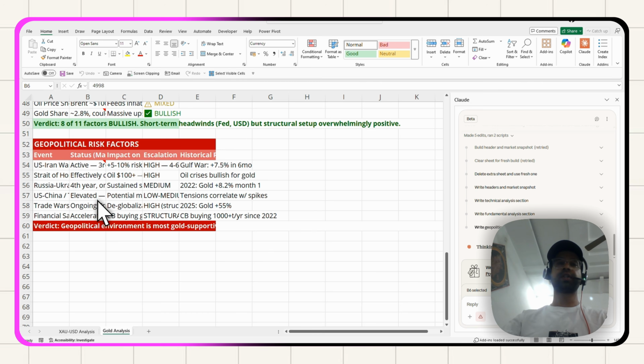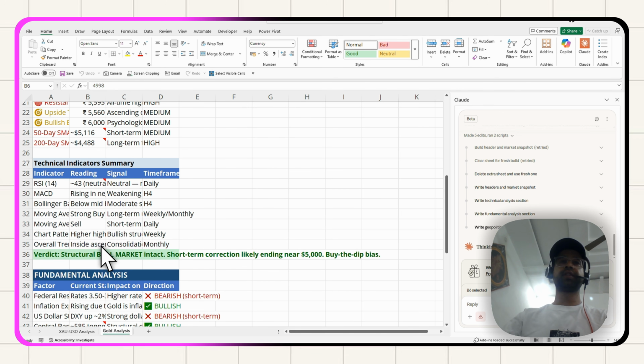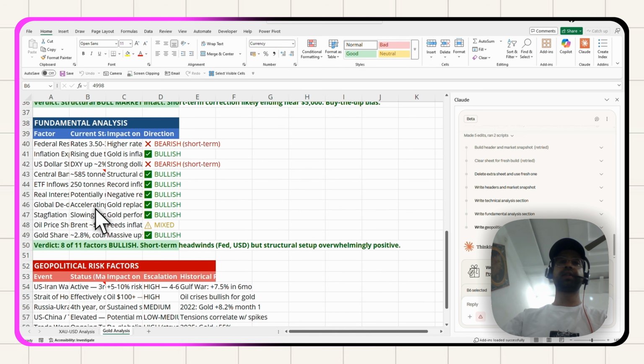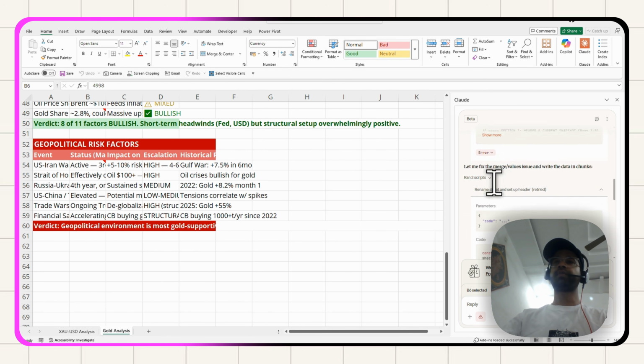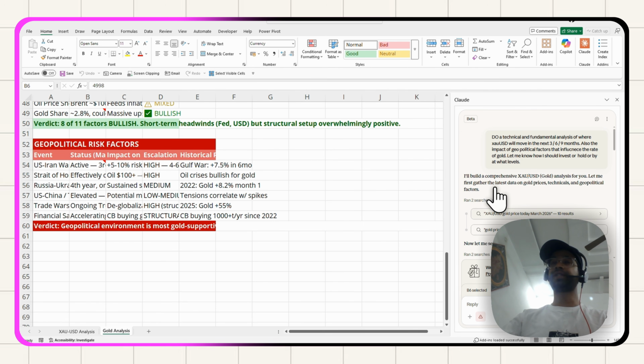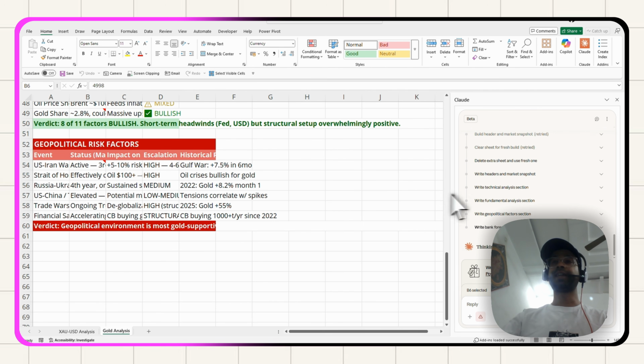Now it's going to look at the geopolitical factors. Technical verdict is a bull market, fundamental is bull market. Now let's see geopolitical, what are the factors that it has. So as you can see, pretty much we can type what we want and it's just going to go ahead and get it done.